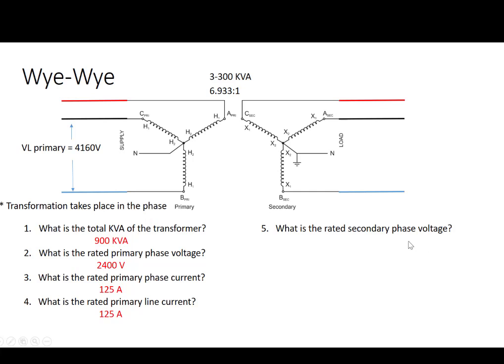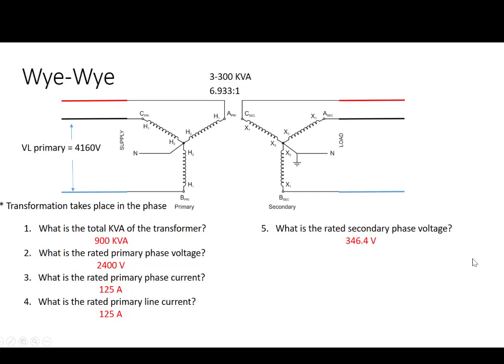Now, what is the rated secondary phase voltage? In order to find our secondary voltages, we have to work from the primary. If the primary line voltage is 4160 volts and the primary phase voltage is 2400 volts, we know that this ratio takes place from phase primary to phase secondary. So if we take 2400 volts and divide it by 6.93, we are going to get the phase voltage on the secondary. 2400 divided by 6.933 is 346 volts.